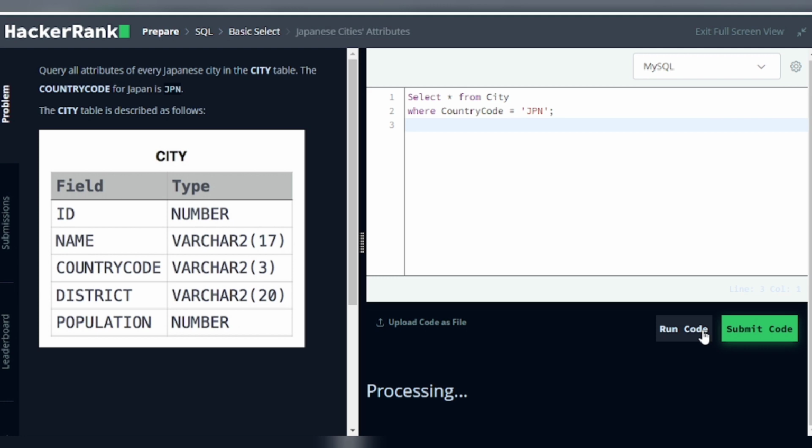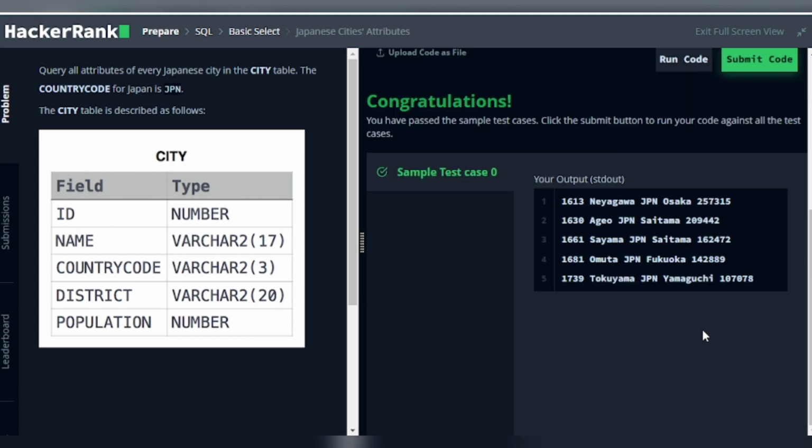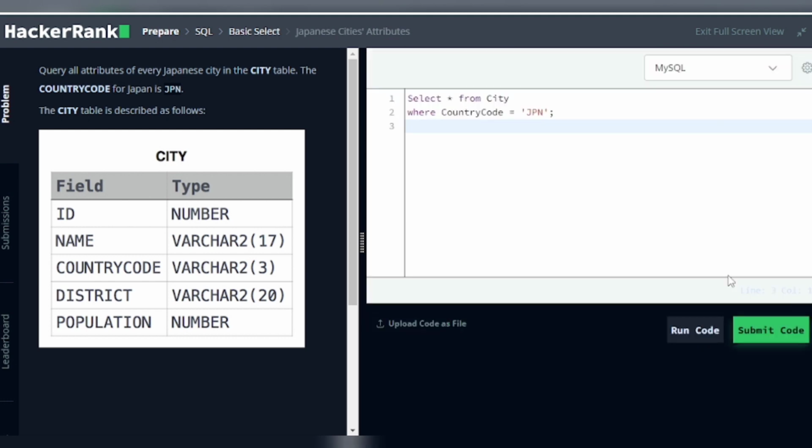It is also a basic question and very simple. You can also solve it. Yeah, congratulations to you. Then submit.